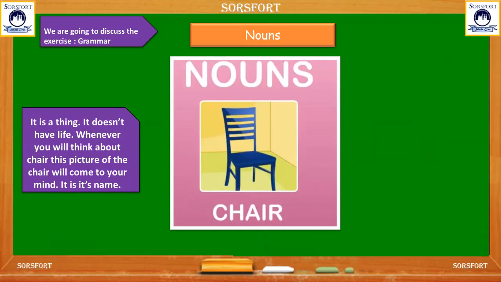So when we say bring a chair, you will bring a chair only, not a table. So you will think about the picture of the chair. That's why we keep a name for an object, for people, for a person, or anything.